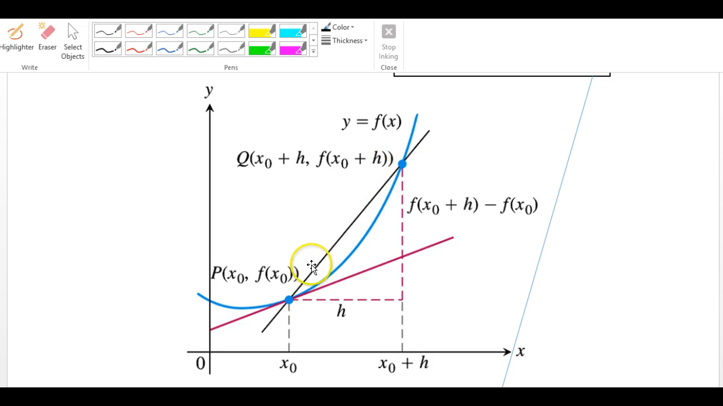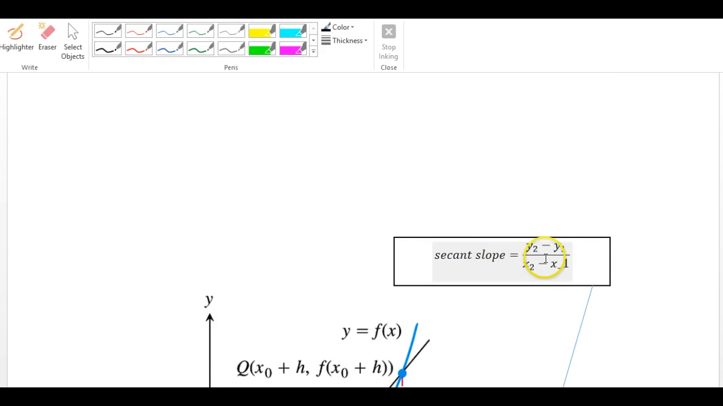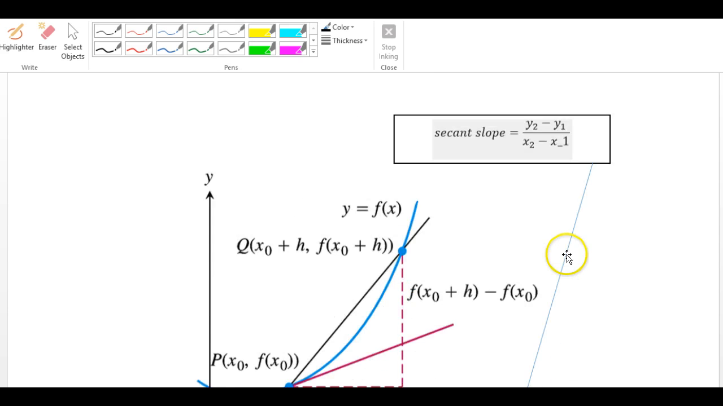Can you see this secant line? So this is the point that we want, and this is the nearby point. We look at the secant line and we want to find the slope of that secant line. So how do you find the slope of the secant line? Once again, we use the formula y2 minus y1 divided by x2 minus x1.